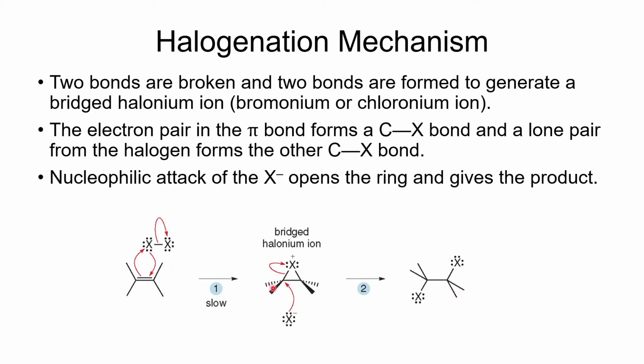Because of this mechanism, because we get this unusual bridge structure that locks these substituents into place, and then we get the simultaneous making of a new halogen bond and breaking of this carbon halogen bond, that's why we end up getting the anti products. So, anti-addition.